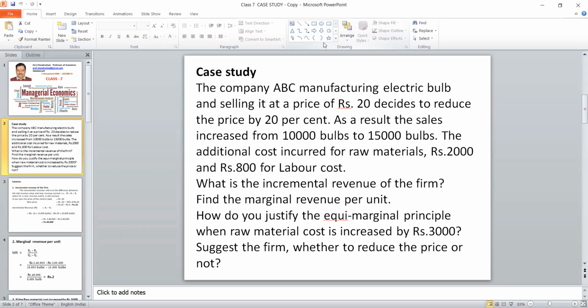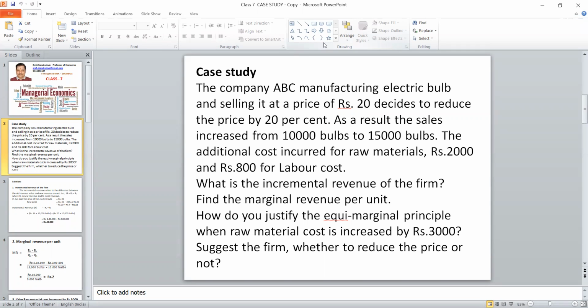For your sake, let me explain again. There is one company ABC and it produces electrical bulbs. The price of the bulb is 20 rupees and it is planning to reduce the price in order to increase the sales. Because of the decrease in the price of 20%, the sale increased from 10,000 to 15,000. Now, for additional production, the raw material is 2,000 rupees and the additional wage paid is rupees 800. Now, we have to answer these four questions.